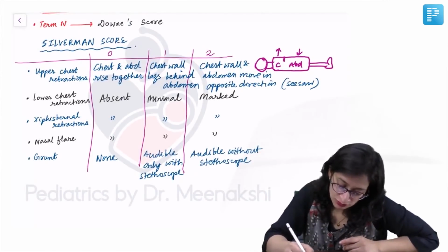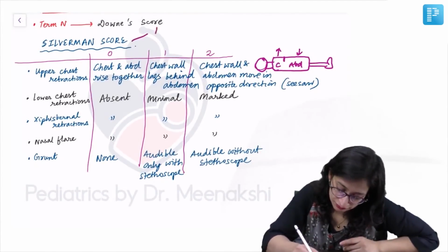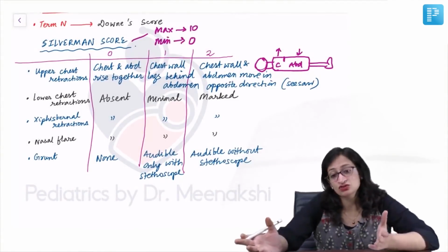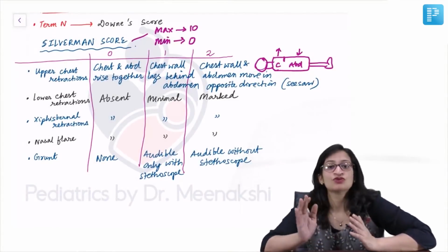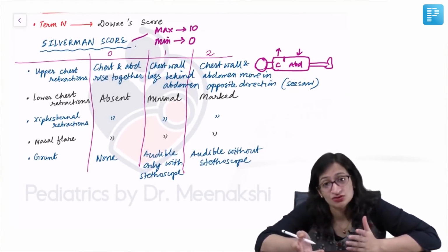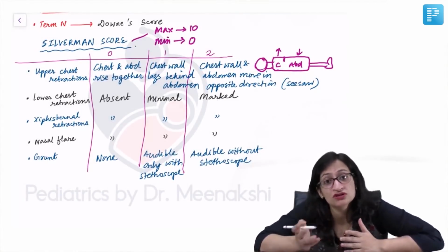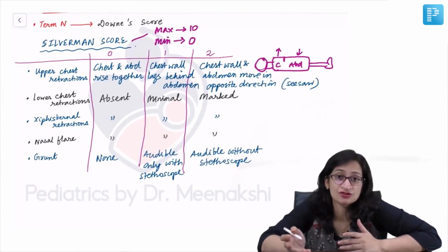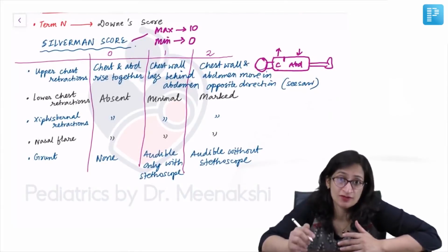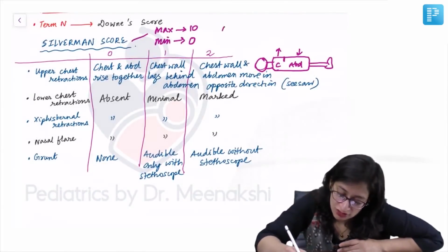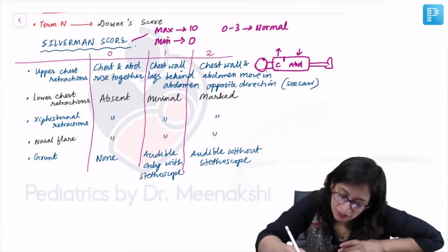Again, the maximum possible score in Silverman score is 10 and minimum is 0. So here in Silverman score, do you want a higher score or a lesser score? So we want a lesser score, unlike Apgar score. Okay, in Silverman score, more the score, more is the respiratory distress in the baby. So we want a lower Silverman score, right? So Silverman score of 0 to 3 would be normal, and Silverman score more than 7 would indicate severe respiratory distress.